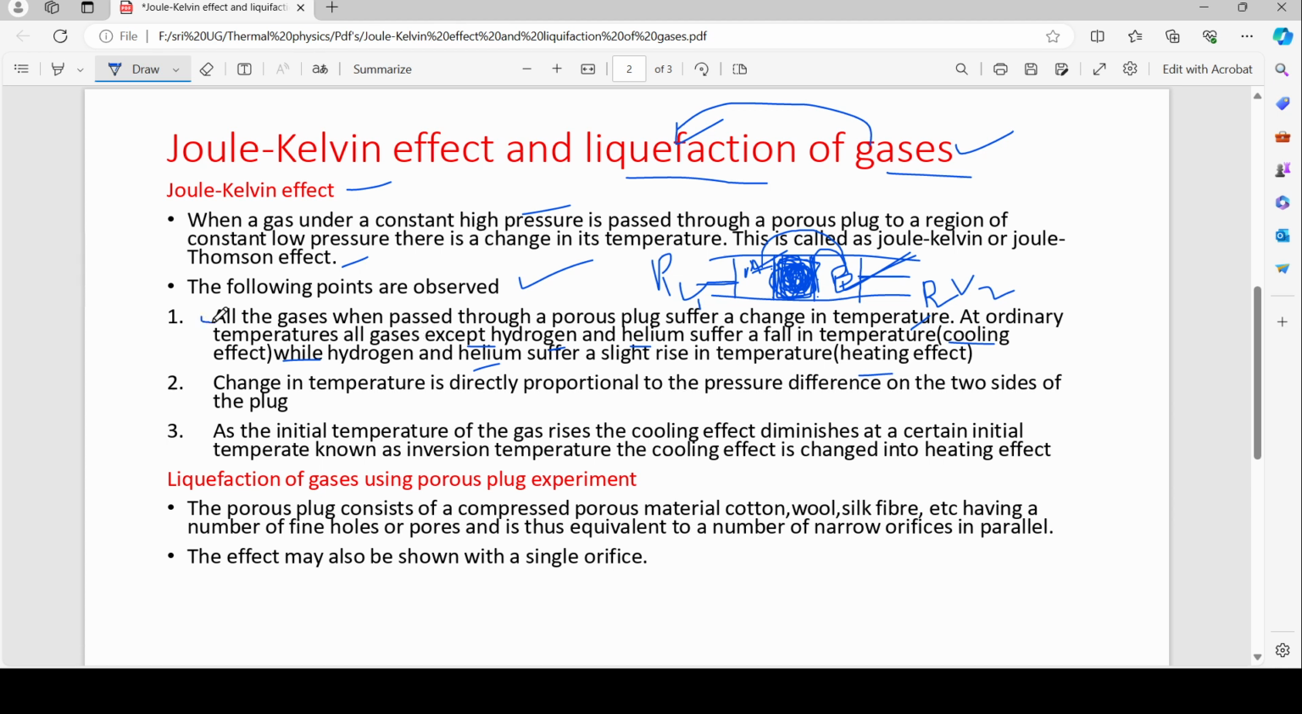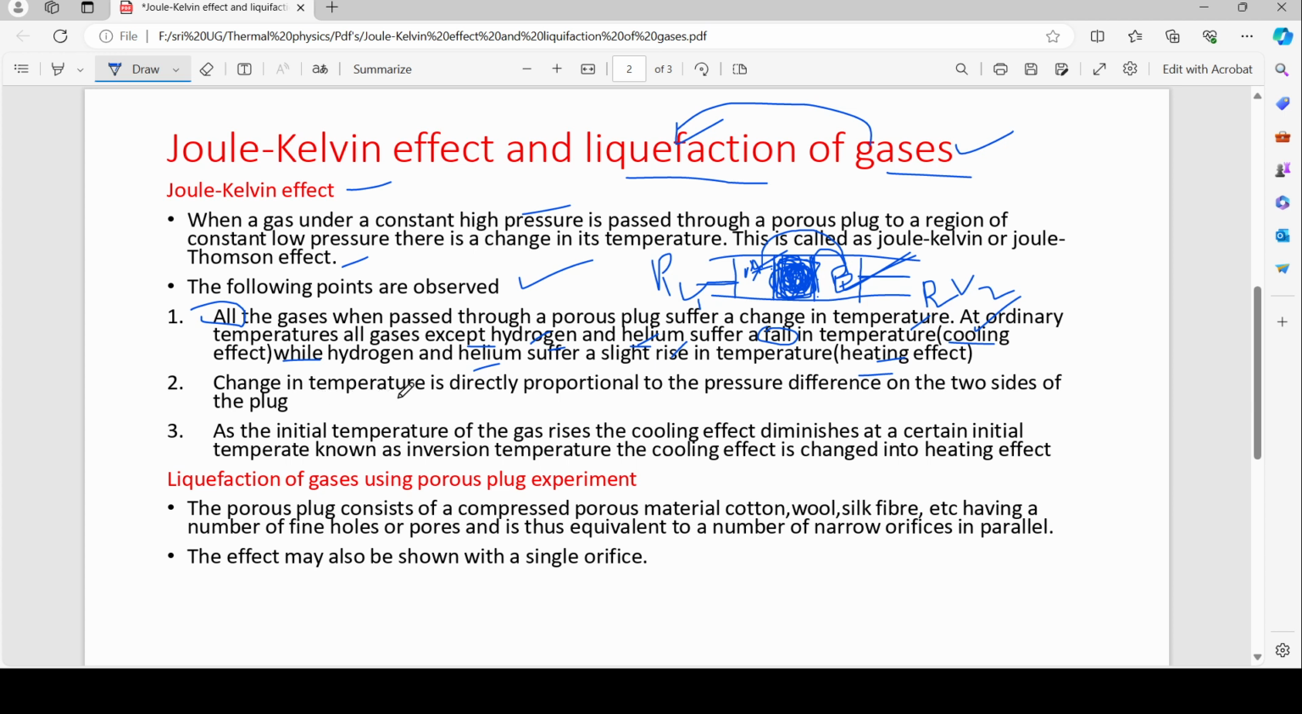Here, all the gases except what? Hydrogen and helium. All gases except hydrogen and helium suffer a fall in temperature when they pass from the high pressure region to the low pressure region. That effect is called the cooling effect. If we allow helium or hydrogen to pass from this region to this region through the porous plug, a slight rise in temperature will occur. That is called the heating effect.